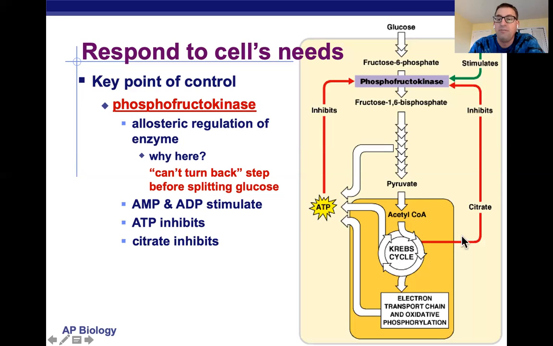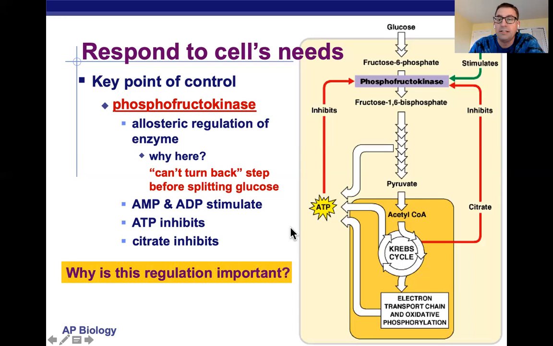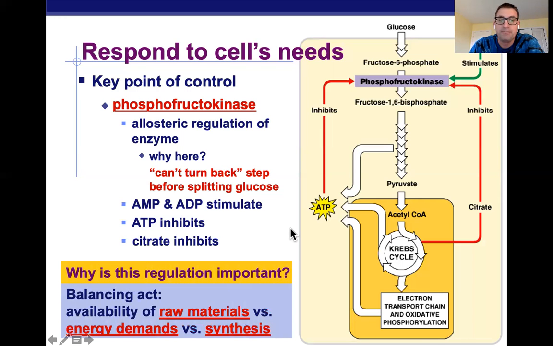Citrate also feeds back and inhibits phosphofructokinase. Because if citrate levels are really high, that means that the Krebs cycle is producing lots of citrate that is not being used. And so that's a way to coordinate the Krebs cycle with the electron transport chain.